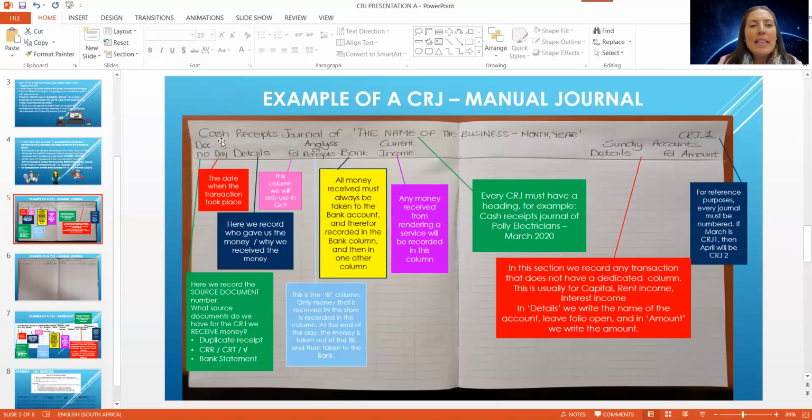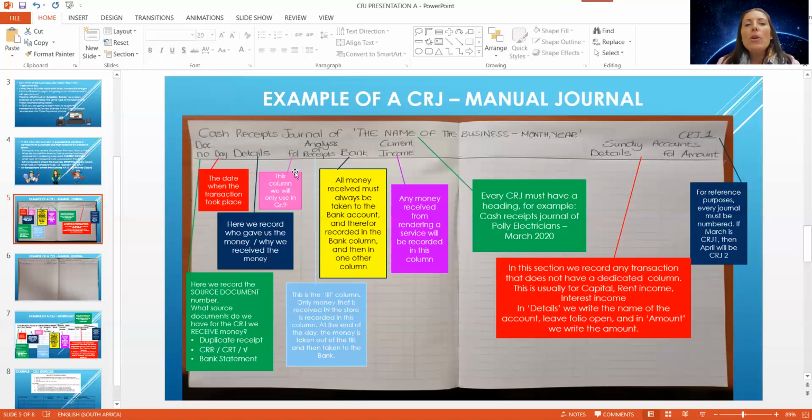The next one is also a small column, the date. So that's the actual date on which the transaction took place, and you also get that information from your source document. Right, then the next column is the details column. Here we record who gave us the money or why we received the money, and you give a little explanation or a description.